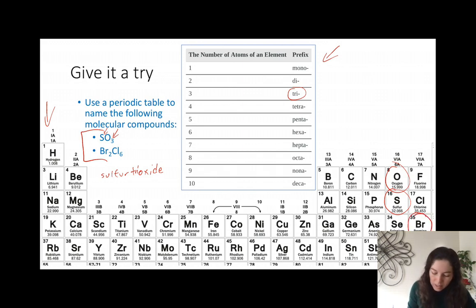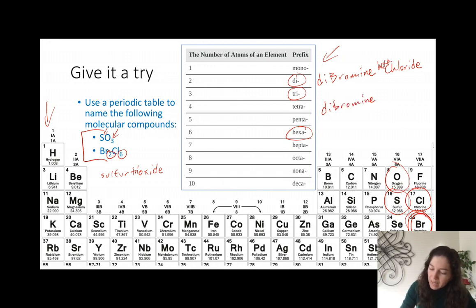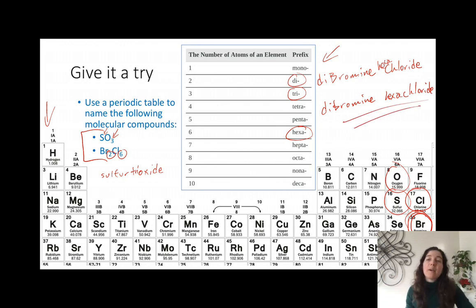Let's look at this next one. Bromine, Br, is down here. So that's Br. Cl is chlorine right above it. So we have bromine. Chlorine turns to chloride. Now let's look at our prefixes. We've got a 2 and a 6. So we're going to use the 2 prefix, which is di. So dibromine, 6, hexa, hexachloride. So the final name would be dibromine hexachloride. Let me know if you have any questions about this.